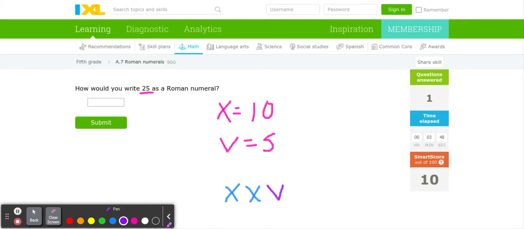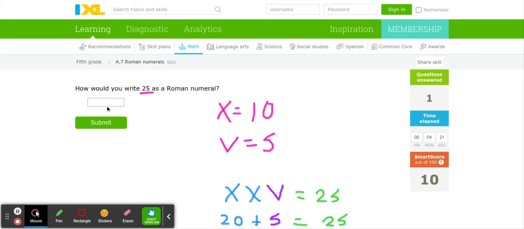XXV. And now this actually makes sense because the 2 X's equal 20, and then you add them up with the 5 from V. So in total, we know that both of these equal 25. And this is how you essentially find the answer, using a conversion to get from Roman numerals to numbers or numbers to Roman numerals. So our answer would be XXV.